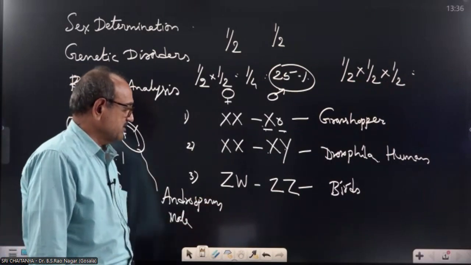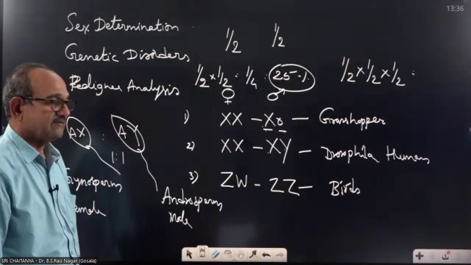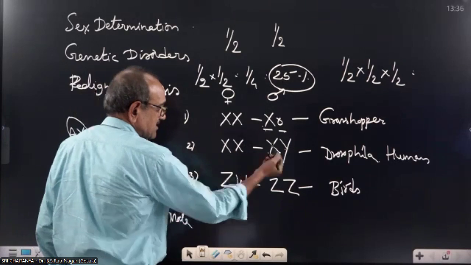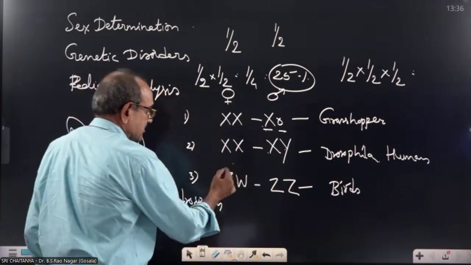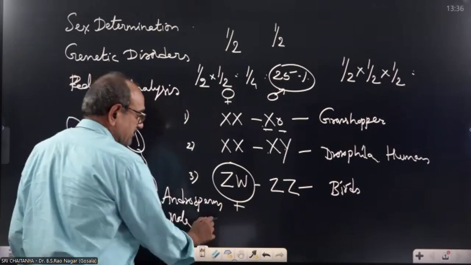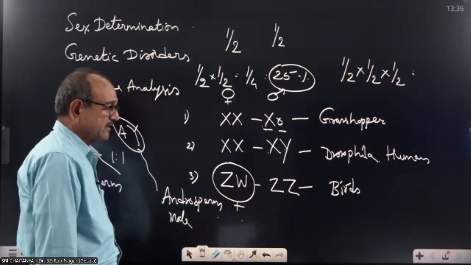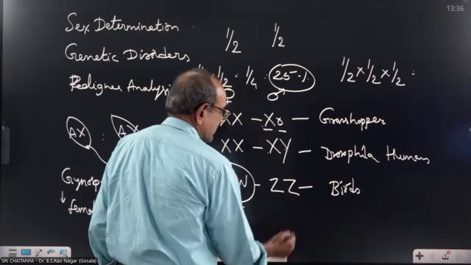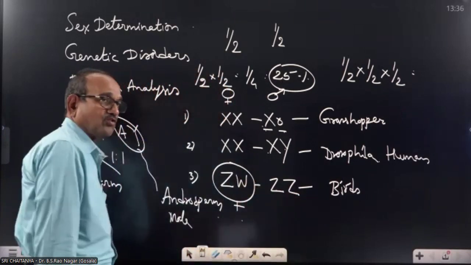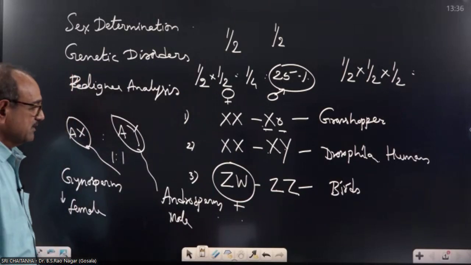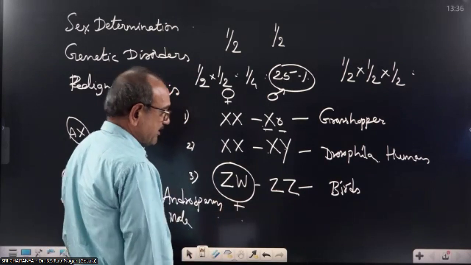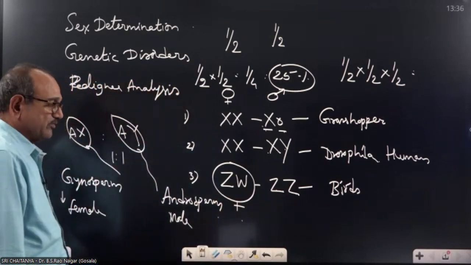Now come to the birds, ZW, ZZ method. In the ZW, ZZ method, the difference from XX, XY is that here the female is heterogametic, producing 2 different types of ova, whereas males are homogametic. That is, all sperms are identical in their chromosomal complement. The egg that participates in the fertilization determines the sex of the embryo.